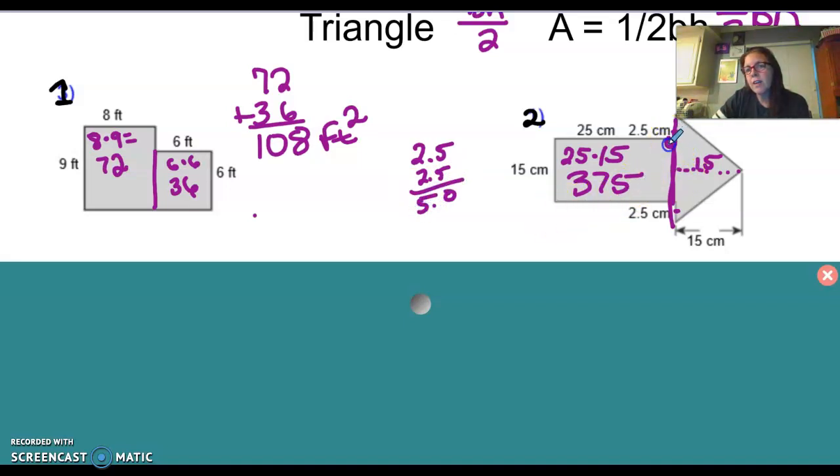But then we've got to figure out this area from here to here. Let me change colors so you guys can see it better. We've got to figure out this, not this area, but this length.